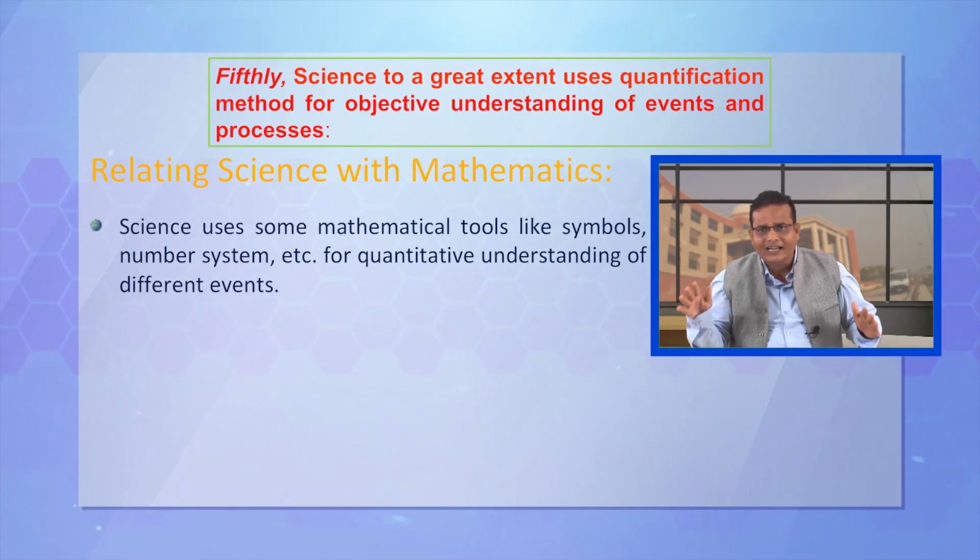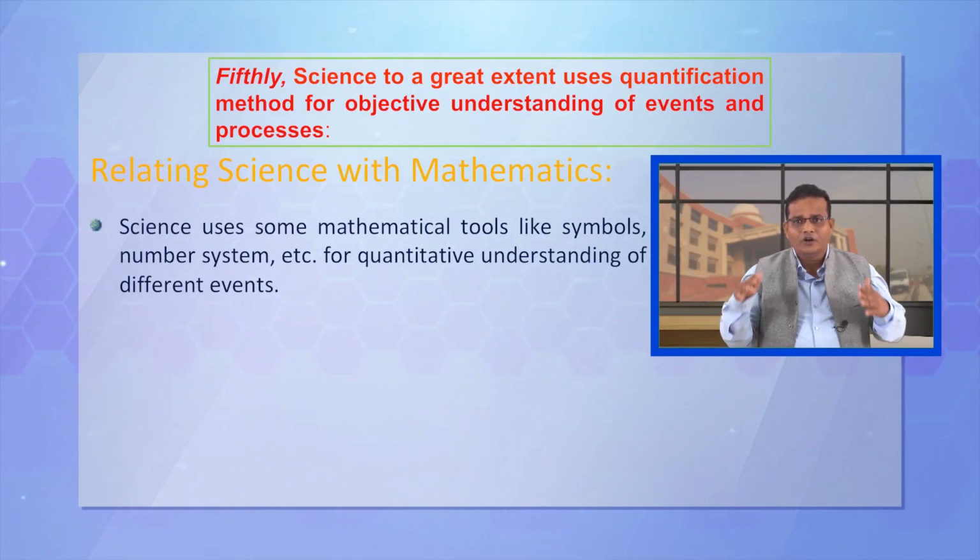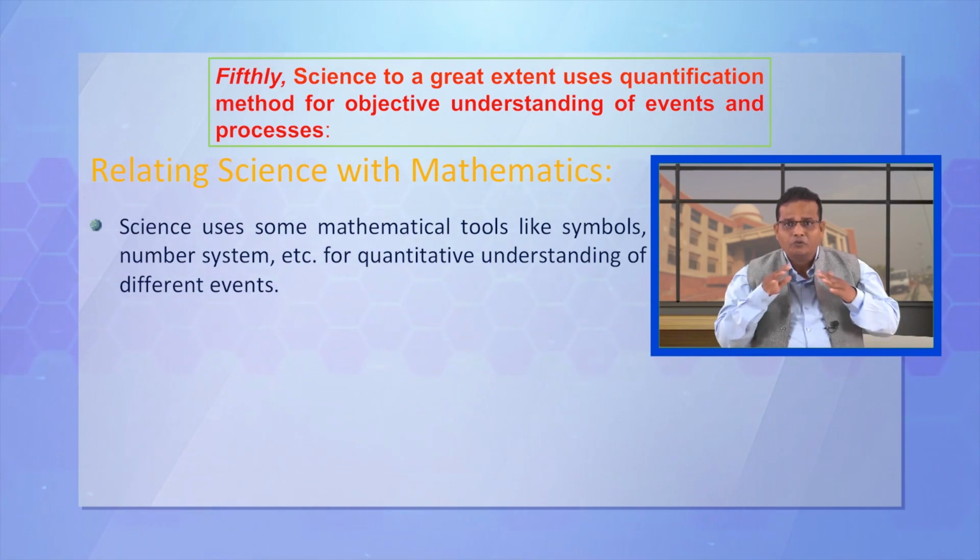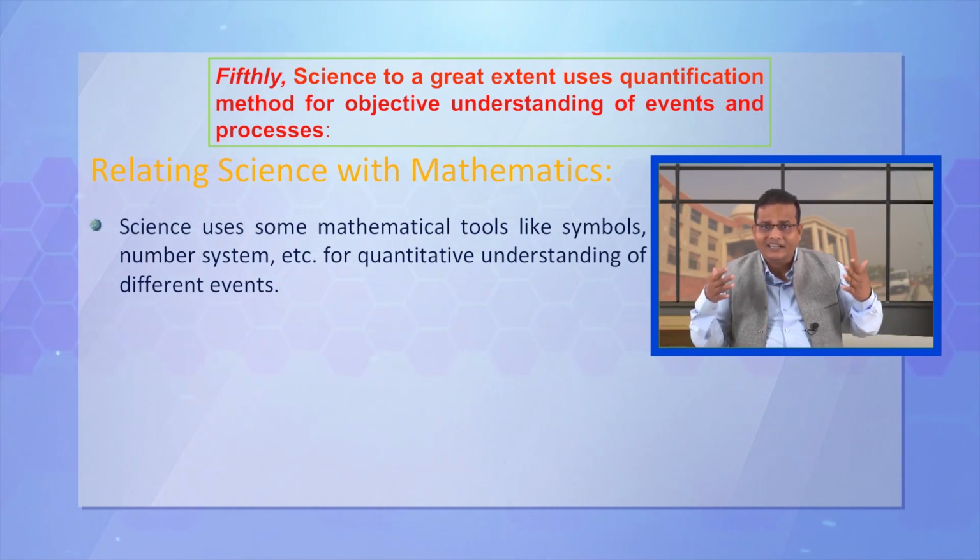Fifthly, science to a great extent uses the quantification method for objective understanding of events and processes. We know that science uses some mathematical tools like symbols, number system, etc. for quantitative understanding of different events.